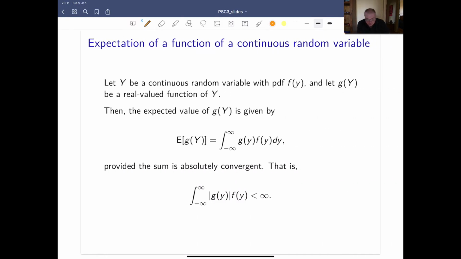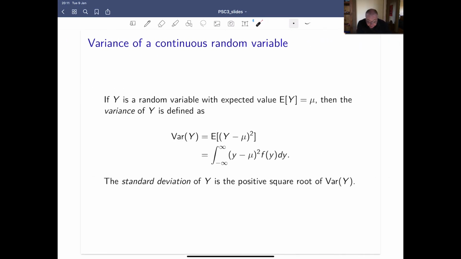So what if we want the expected value of a function? We've looked at this already in the discrete case, but again, we've got a setup, we've got our Y, we've got our PDF, and we've got some function of Y, which is denoted by g of y, and we'll say it's a real valued function. Then the expected value of g of Y, instead of putting y as before, we put g of y, we multiply it by the PDF, and we integrate from minus infinity to infinity. And again, this has to be absolutely convergent.